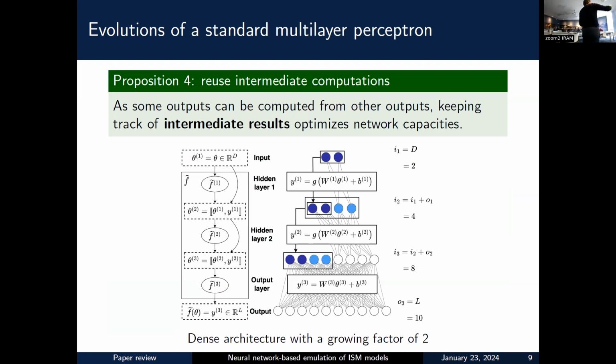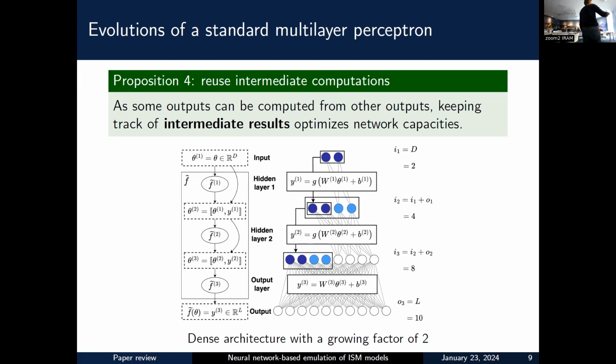And the fourth proposition is to reuse intermediate computations. So in our case, we'll change the architecture in order to move the inputs to each layer to remember the previous inputs, because we know that for some reasons there are some outputs that are directly proportional to inputs, or some outputs that can be computed using other outputs. And if we are not doing this, the problem is that some part of the networks will have to approach the identity function. And if the network is doing this, it will lose a lot of complexity doing things that are not necessary. And doing this has a lot of good properties.